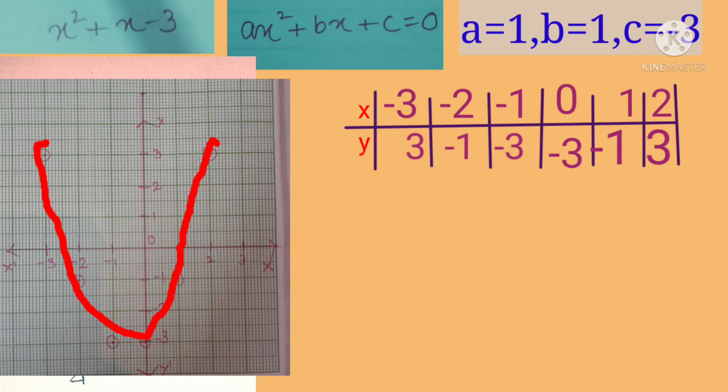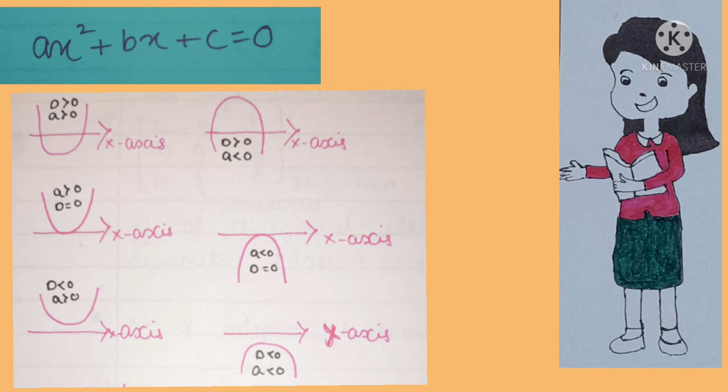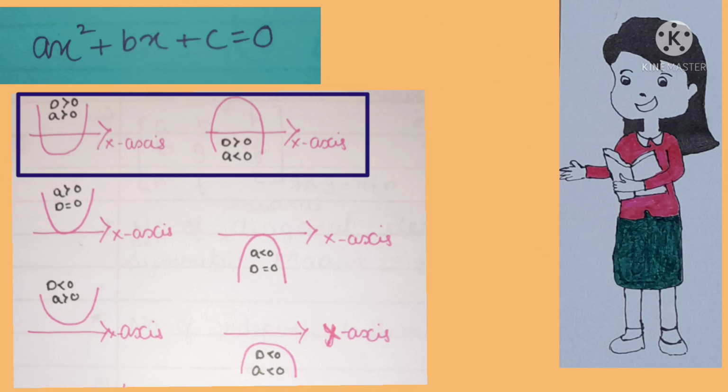Here in the first and second examples, we have seen the parabola open upward and open downward. So how do we identify whether the parabola that we have drawn is right or not? One simplest trick is to compare with the general form: if the a value is greater than 0, then the parabola opens above. If the a value is less than 0, then it will open below. This is how we can identify with the given question whether the parabola will open above or below.